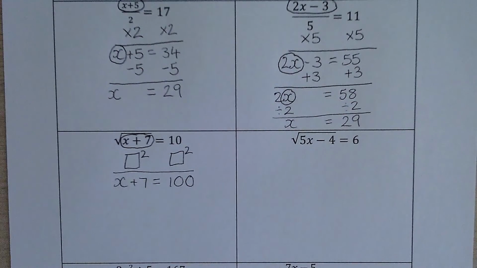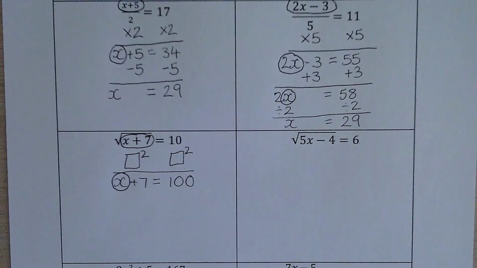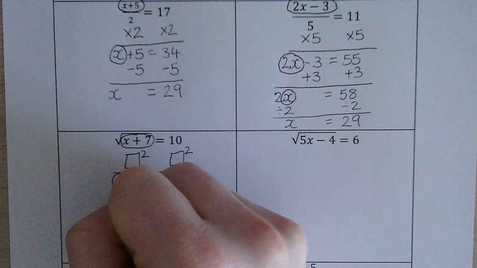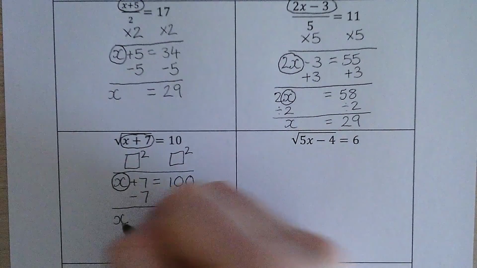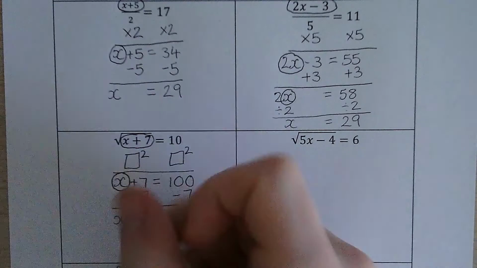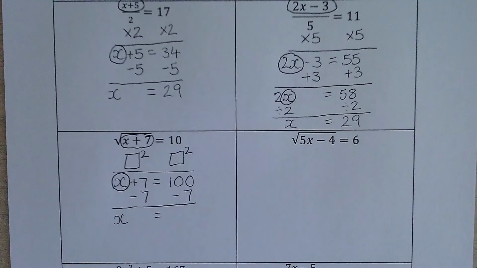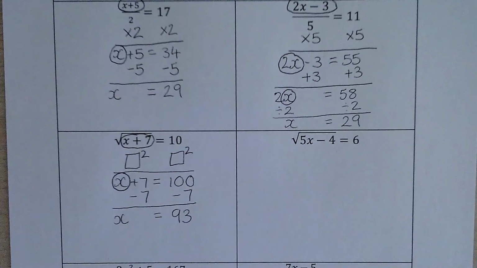We've got one more step to go. Because I need to isolate x by itself, I need to undo the plus 7, which means I am subtracting 7 from both sides of the equation. x again will drop down, plus 7 and minus 7 cancel, the equal sign drops down, and 100 take away 7 is 93. So our answer for this question is x = 93.